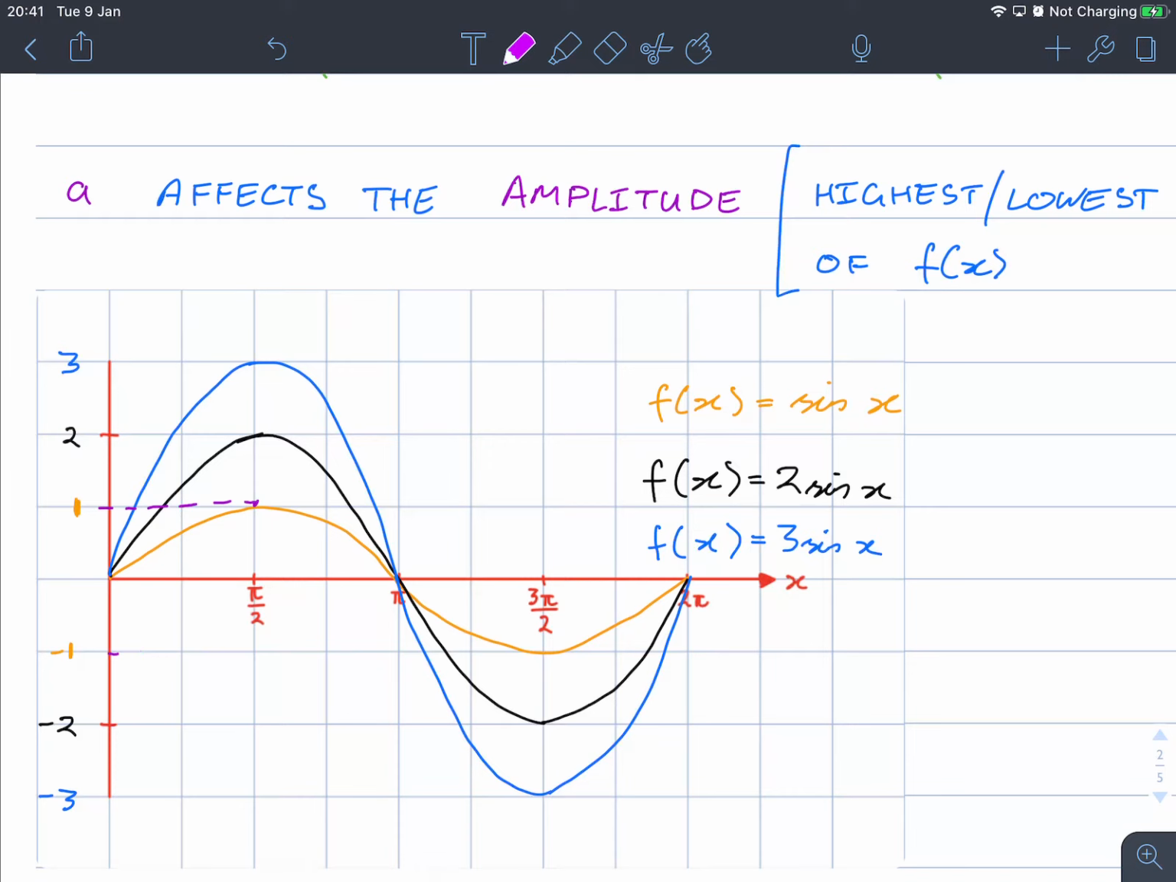If we make it f of x equals 2 sine x, notice how now the highest point is at 2, and likewise the lowest point is also at 2 in magnitude. And if we make it 3 sine x, highest point is 3, lowest point is -3, and so on.